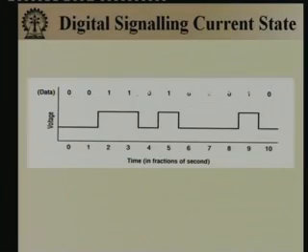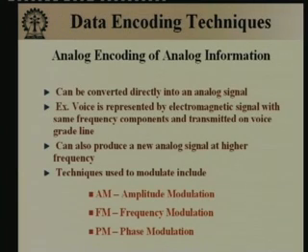We will not talk much about this because, in amplitude modulation, as you can understand, the amplitude of the carrier wave is changed according to the signal. Similarly, in frequency modulation, the frequency of the carrier wave is changed according to the signal, and in phase modulation, the phase is changed according to the signal.